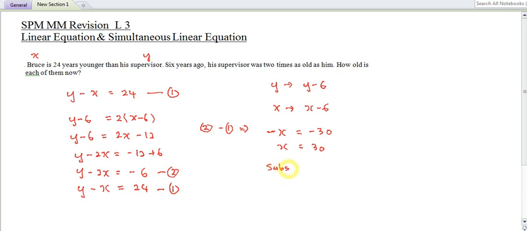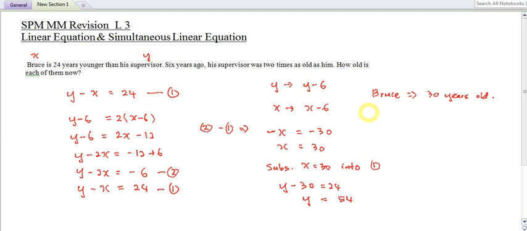Next step, substitute x equal to 30 into anyone. I think I choose the first one. y minus x. x is equal to 30. Is equal to 24. y will be equal to 24 plus 30, which is 54. Okay, now I know that Bruce is actually 30 years old and his supervisor is 54 years old.